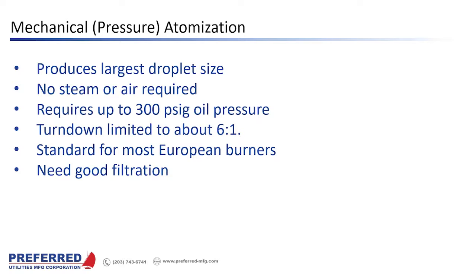Mechanical atomization requires a ton of pressure, typically 300 PSI, and that's why you need to have a high pressure pump right at the burner. Turn down for mechanical atomization used to be like 4-to-1, but it seems like some of the burner manufacturers and the European burner manufacturers have gotten better at this, and now can get about 6-to-1.